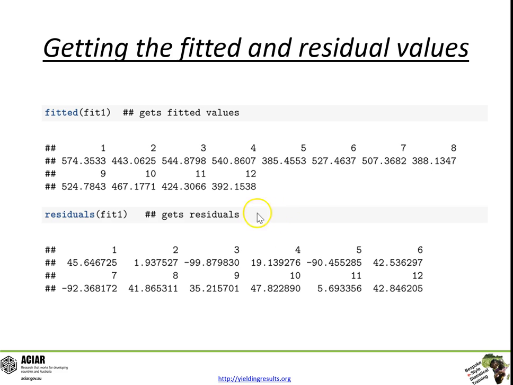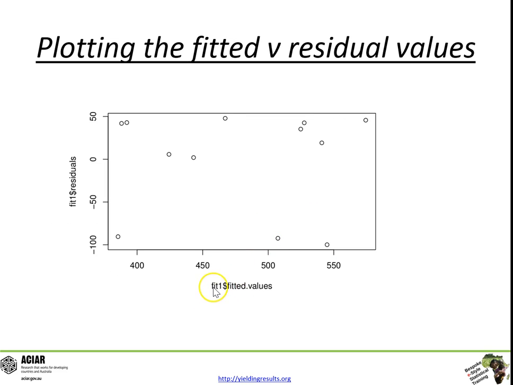But we can ask R to give our fitted values, so we can say fitted(fit1), and that gives us our fitted values for the 12 students. We can get the residuals for fit1, and very easily you could plot those together. Notice here we're saying fit1, which is our object, and $ says fitted values. Here we're saying we want our object fit1, $, we want the residuals, and we plot them against each other.